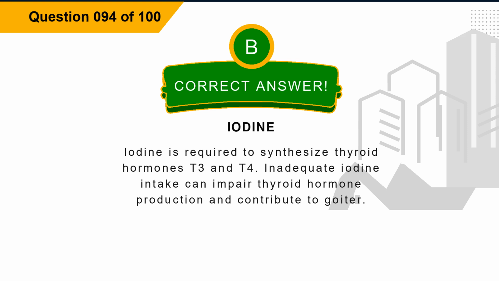Explanation: iodine is required to synthesize thyroid hormones T3 and T4. Inadequate iodine intake can impair thyroid hormone production and contribute to goiter.